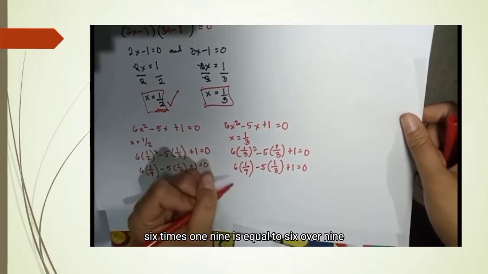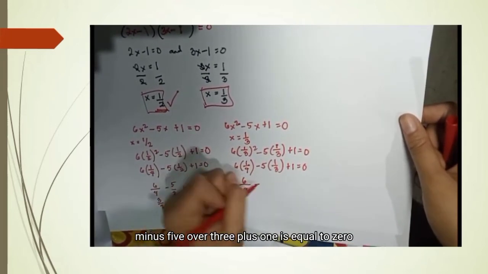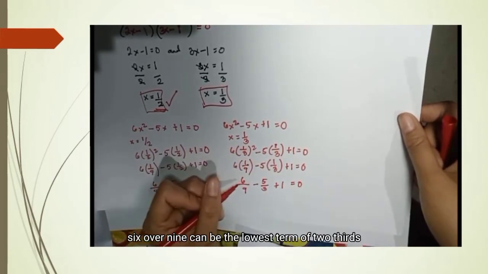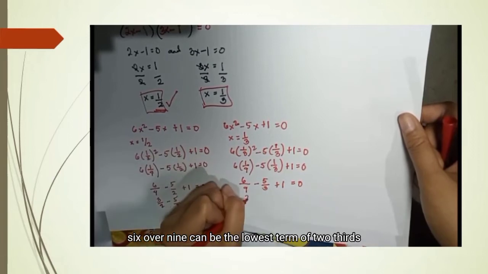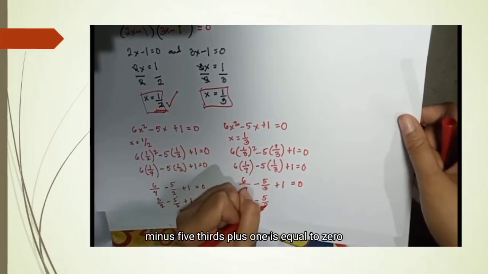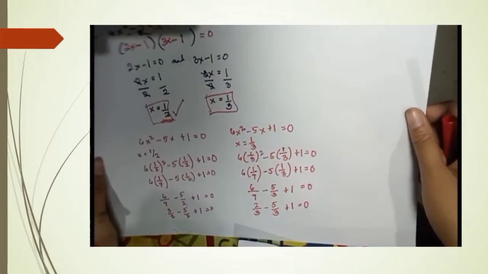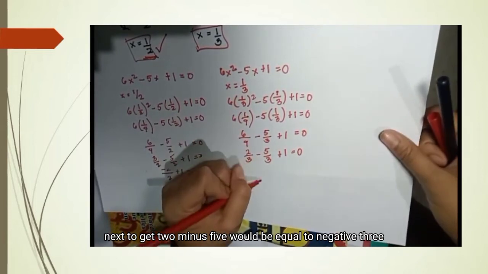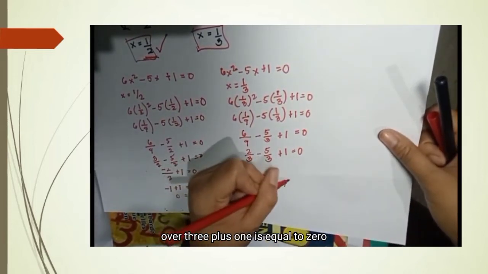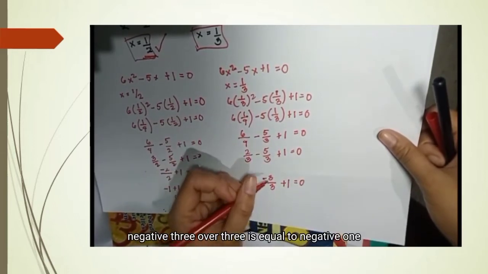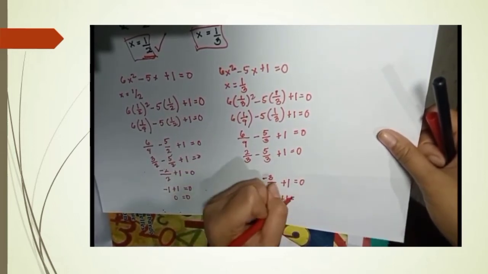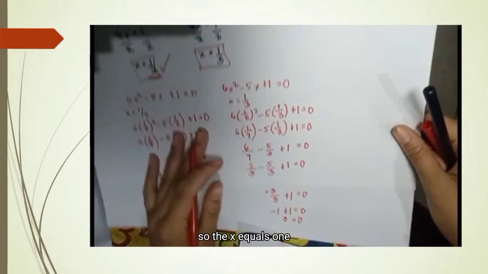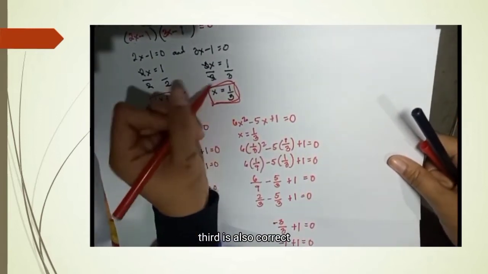6 times 1/9 is equal to 6/9, minus 5/3 plus 1 is equal to 0. 6/9 can give the lowest term of 2/3, minus 5/3 plus 1 is equal to 0. Next, we get 2 minus 5 would be equal to negative 3/3 plus 1 is equal to 0. Negative 3/3 is equal to negative 1, plus 1 is equal to 0. Negative 1 plus 1 is equal to 0, so 0 equals 0. So, x equals 1/3 is also correct.